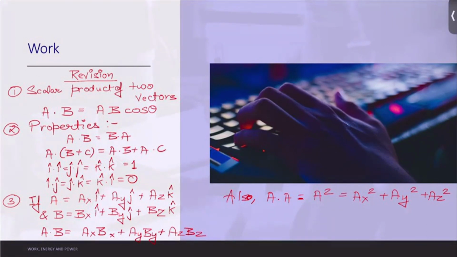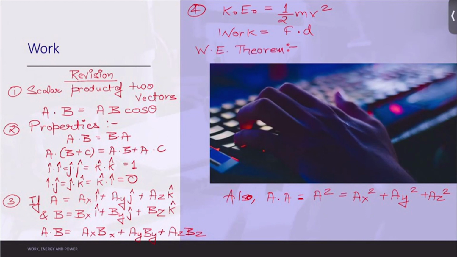Then in the work energy theorem concepts, first of all, we understood kinetic energy, which was equal to half mv squared. Then we understood work, which is written as F dot D. Then we understood the work energy theorem, which in mathematical form simply states that the change in kinetic energy is equal to the work done by the external force. Okay. So that's a quick revision of everything which we have completed in the last 2 lectures.